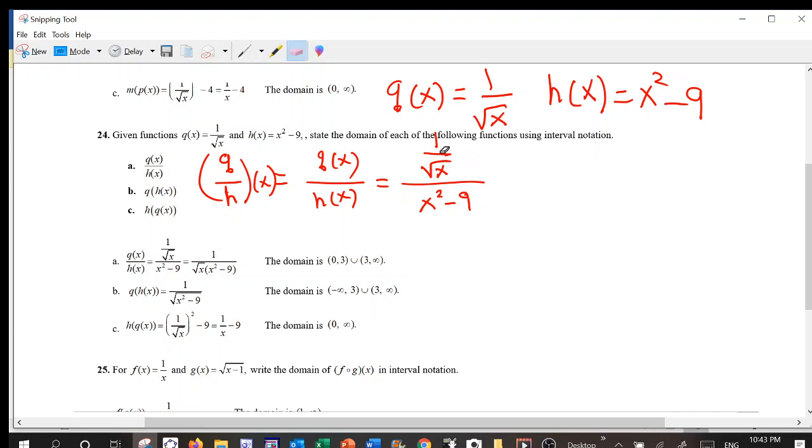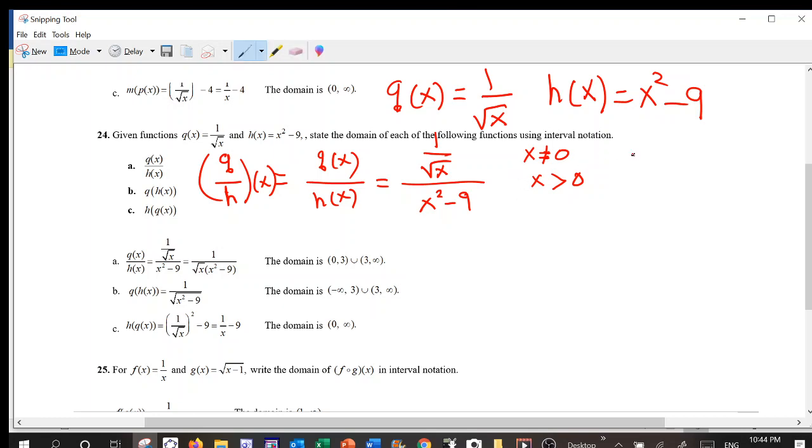Now, before I simplify, I need to find the domain. Now notice that we have two denominators and we have this square root. We know that x can't be 0. Why? Because this denominator cannot be 0. Also, this is the square root of x. That means x has to be greater than 0. So this denominator and this radical gives us these two.